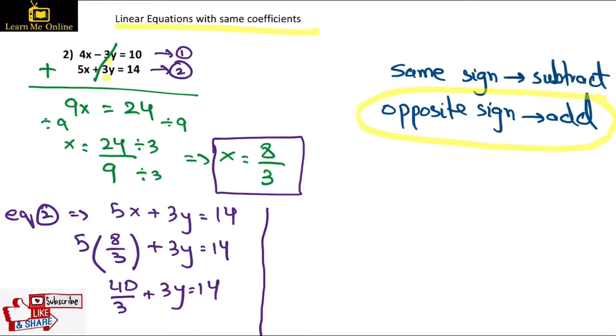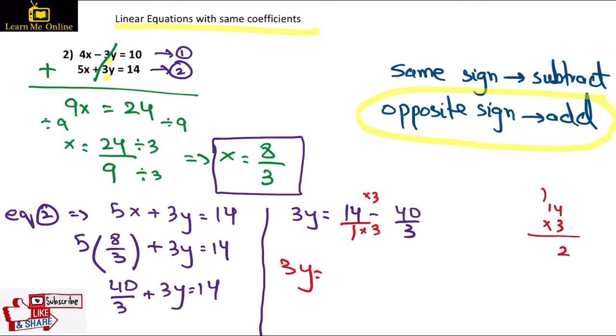Now the next step is to rearrange in such a way that you find the value of y. So you take this plus 40 over 3 to the other side. So it would be 3y equals 14 minus 40 over 3. Now on the right hand side we have two terms, and we need to combine the fractions. If there's nothing in the denominator, it is a 1. To make the denominators the same, you times by 3 and times by 3. So you would have 3y equals 14 times 3, which is 42, over 3, minus 40 over 3. That gives 42 minus 40 as the numerator and the denominator is 3. Doing 42 minus 40 gives 2 over 3.